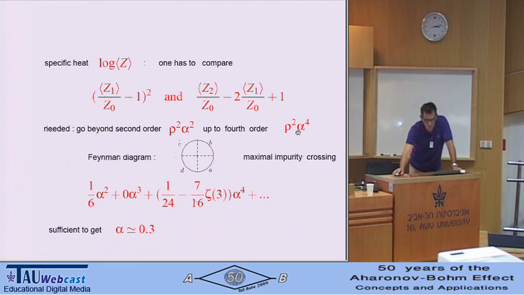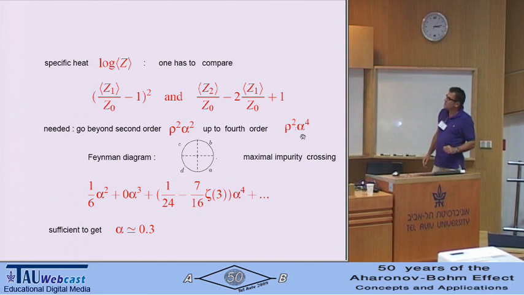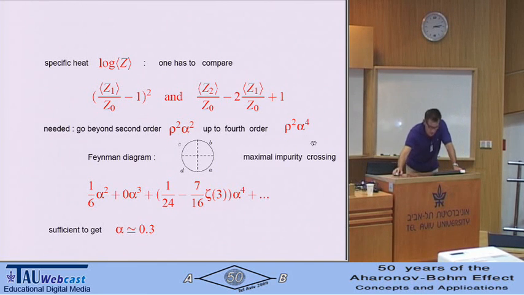We have to go, in fact, to fourth order in alpha to get a precise information. Going to fourth order in alpha means that, if you think of this as the particle loop, there are two impurities, so one is here, it interacts twice here with the loop, and one is there, which interacts twice with the loop. So it gives you this rho square alpha 4 term. So we did this computation, and we obtain this result here. Now if I compare again this and this, taking this information up to order alpha 4, it is sufficient to get alpha equal 0.3.